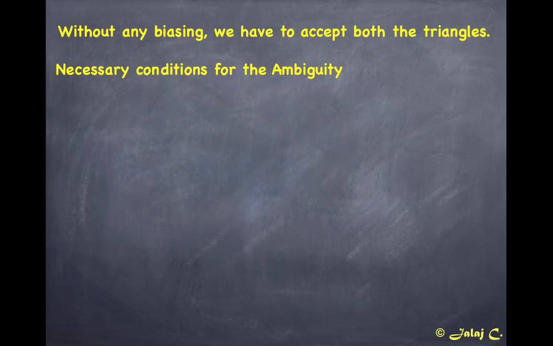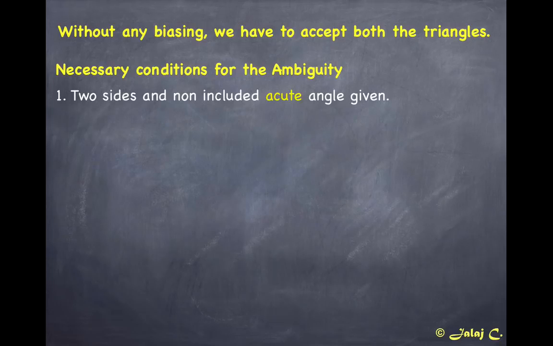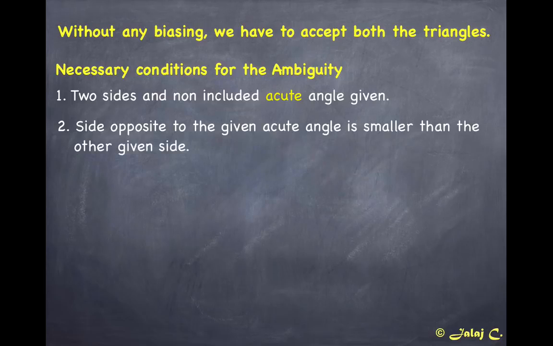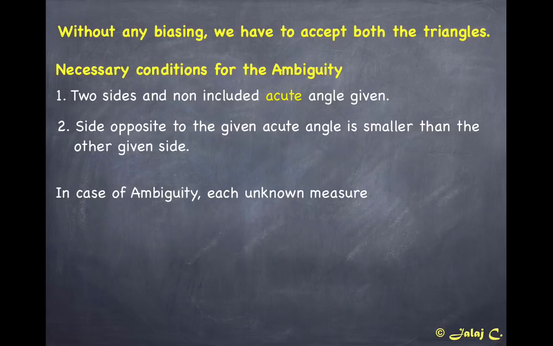Here are a few necessary conditions for ambiguity. When two sides and a non-included acute angle are given, and the side opposite to the given acute angle is smaller than the other given side, then you may have ambiguity. Remember, these are necessary conditions, not sufficient conditions. In case of ambiguity, each unknown measurement will have two possible values.